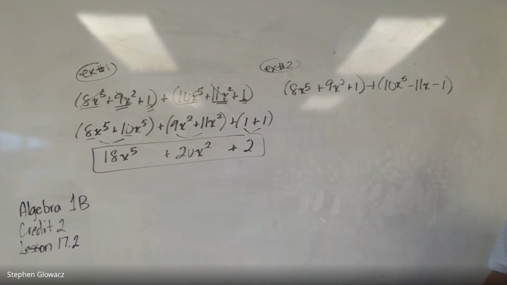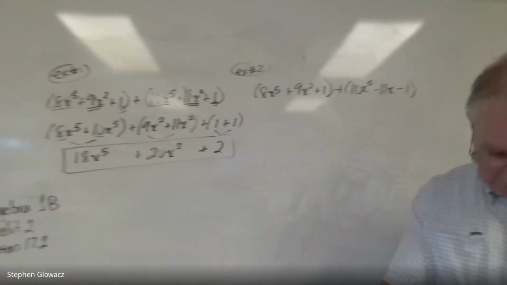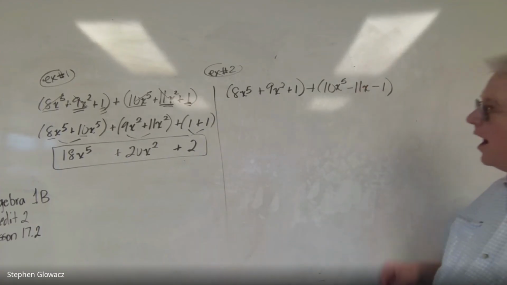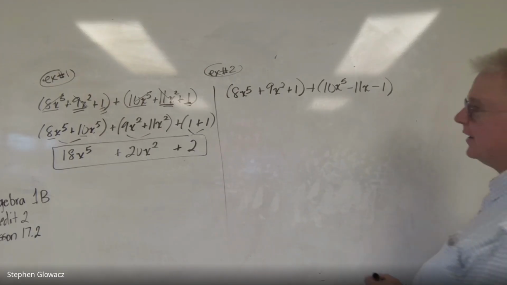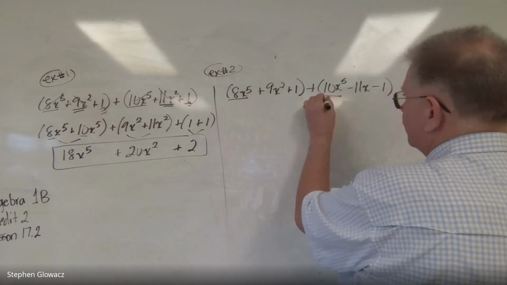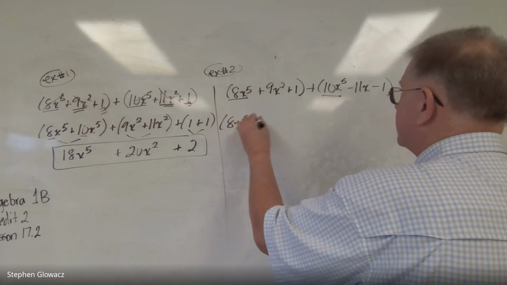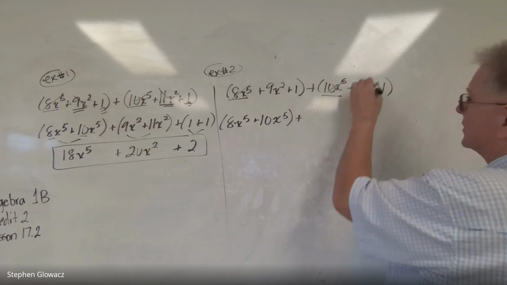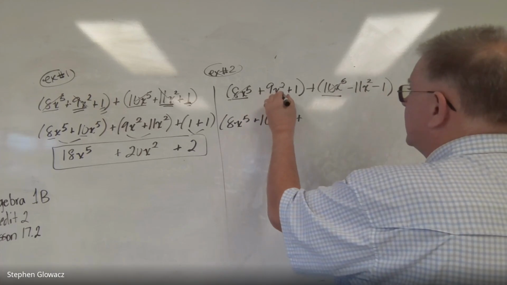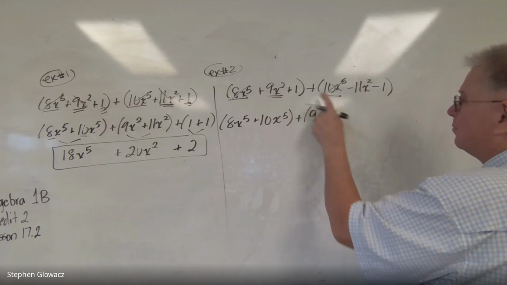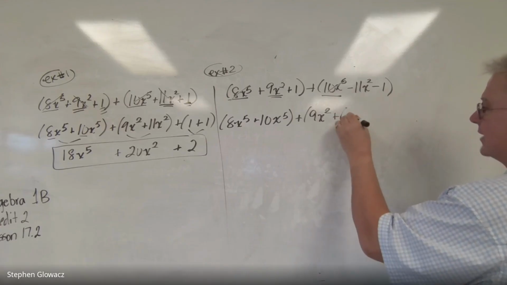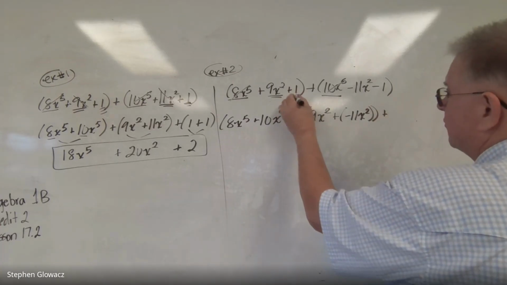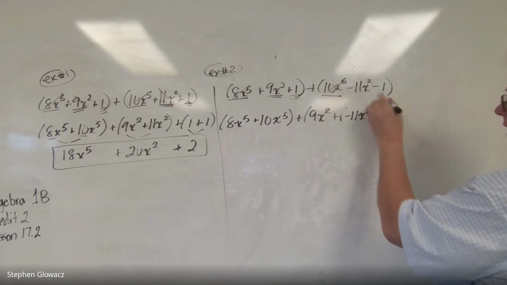Now let's take a look at an example for number 2. We've got a very similar problem here. The difference is we've made some of the terms negative. And so let's see how that affects what we do. So once again, our first step is to group or collect our like terms. So we have 8x to the fifth plus 10x to the fifth. And then our x squareds, I forgot to make that one an x squared. We have 9x squared plus a negative 11x squared. And then finally, our constant terms, we have 1 plus a negative 1.